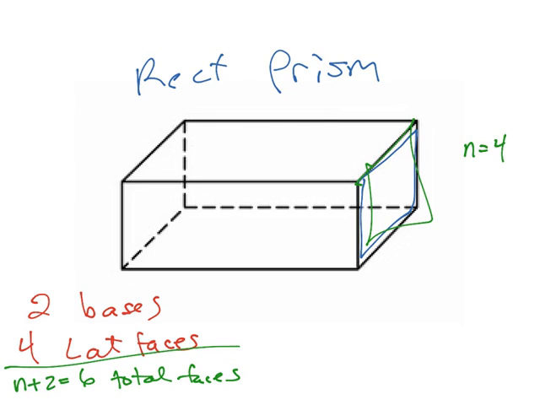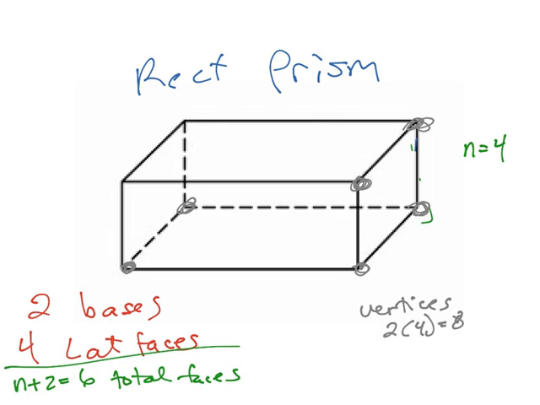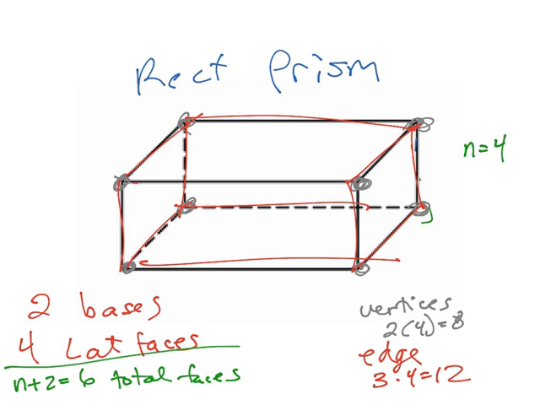So if we want to know how many vertices, we could count, or we could take 2 times 4 and get 8. Let me show you where those are. Well, first let me get rid of all of this. Okay, 1, 2, 3, 4, 5, 6, 7, 8. There are the 8 vertices. And we would have edges. Edges is 3 times n, so 3 times 4 is 12. 1, 2, 3, 4, 5, 6, 7, 8, 9, 10, 11, 12. Whew, almost missed it. But that's what all of those items are from before.